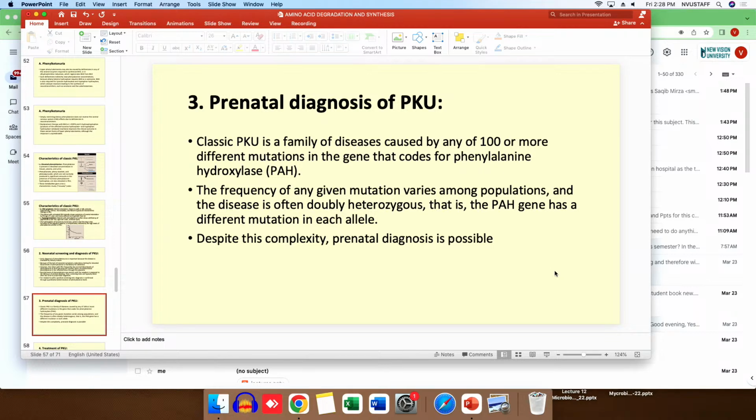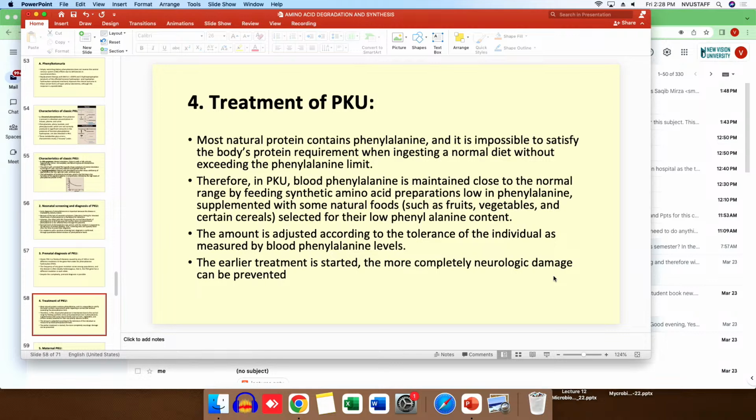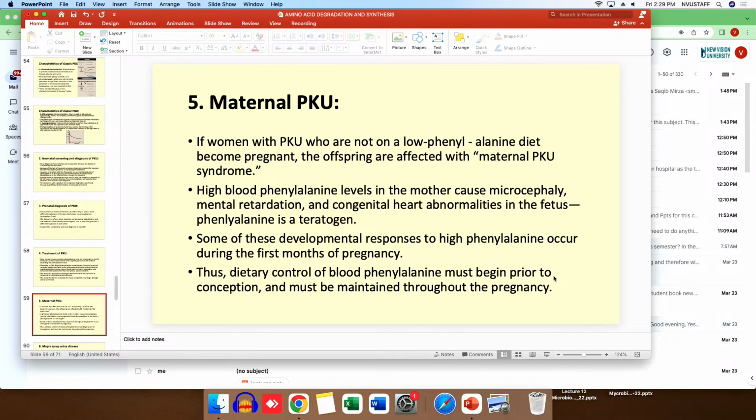The mutations can be multiple. A lot of different mutations can alter the phenylalanine hydroxylase enzyme, and some of the common mutations are genetic. That's why we have to check. We can check prenatally if there is a case of phenylketonuria in the family. Treatment, diet. We talked about this. Special diet, difficult for the patient and their family, but not difficult from a medical perspective.